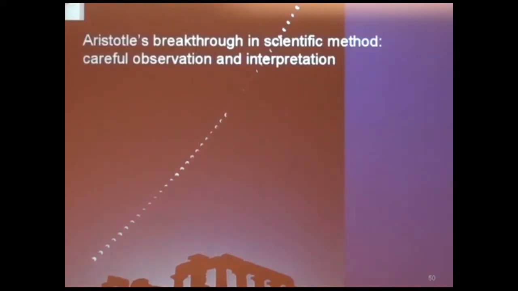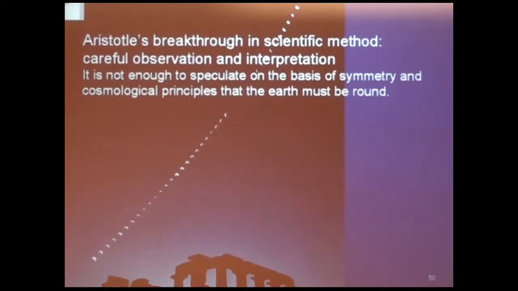So now he comes back to this great insight of Pythagoras, namely that the earth must be round. And he shows that through careful observation and interpretation, there is a proof that the earth must be round. And so he says it's not enough to just speculate on the basis of symmetry and cosmological principles. He says, where is the evidence that the earth is round?